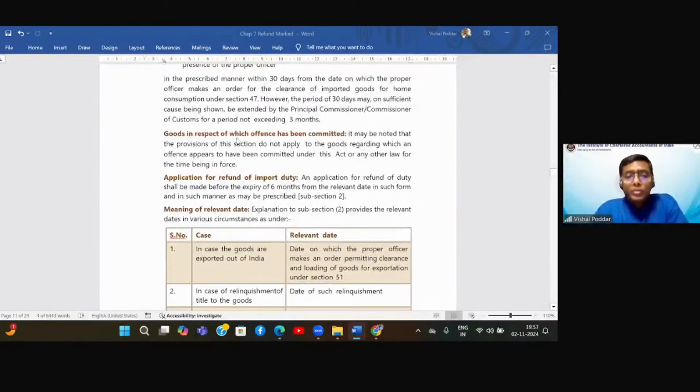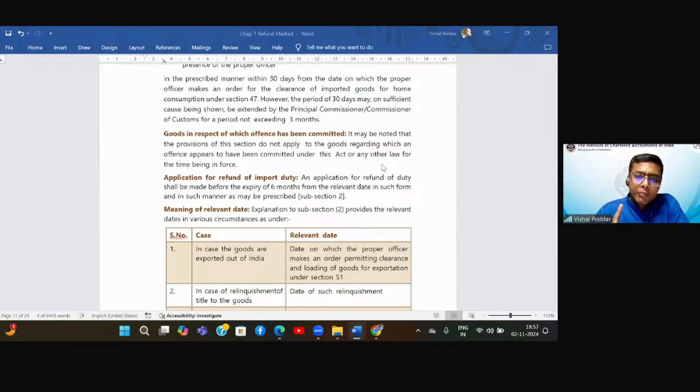Next, goods in respect of which some offense has been committed. Now, let us say you were trying to smuggle the goods and they were caught and you paid some duty and now you are trying to get the benefit of refund, that may not be allowed. So it may be noted that the provisions of this section do not apply to the goods regarding which an offense appears to have been committed. So now because you are getting caught, you cannot relinquish the title. Now this is important because the simple way of avoiding the tax on the smuggled goods on which you are now caught is that you say, okay, it is not as per my standard, so I want to relinquish it. That is now not allowed.